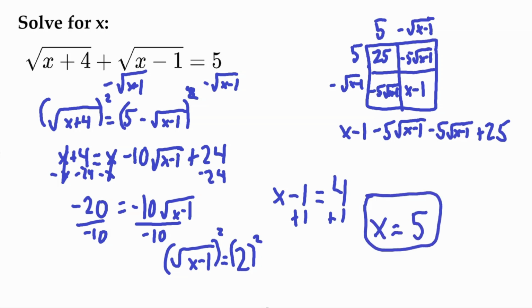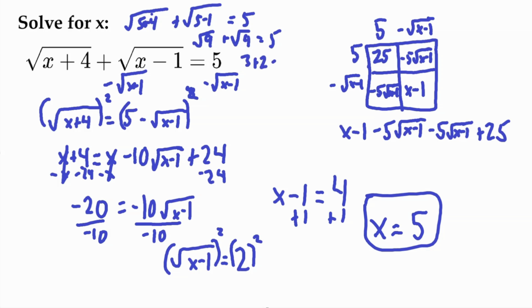Okay? So before we finish this problem, let's just check, because this is easily checkable. We simply have to plug it into the equation and confirm that our answer is correct. So if you plug in 5, we get square root of 5 plus 4 plus square root of 5 minus 1 is equal to 5. That's square root of 9 plus square root of 4 is equal to 5. So that's 3 plus 2 is equal to 5. And that is factually correct. So we have correctly found the value for this problem.